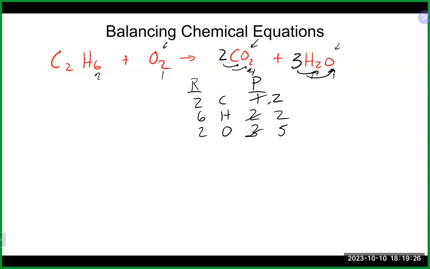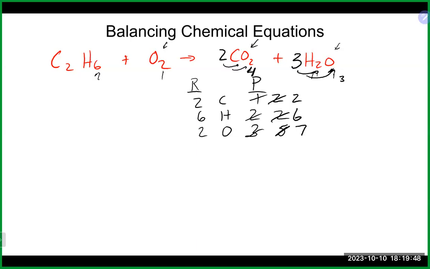And that gives me 2 carbons, 6 hydrogens. And now in terms of my oxygen, I still have 4 on the first one. And now I have 3 times 1, which is 3. And that now gets me to 7. Any questions so far? All right, so clearly I've balanced everything but the oxygens.